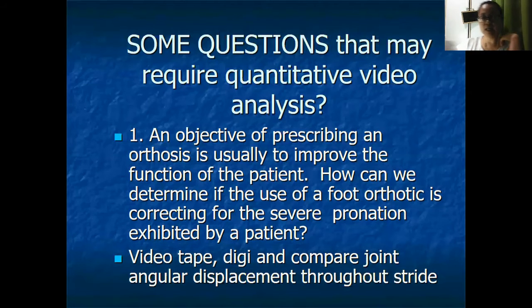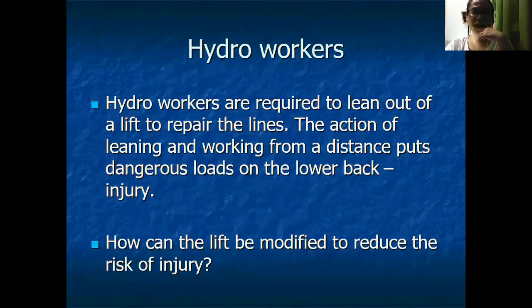Videotape, digital, and compare joint angular displacement throughout the stride, meaning the movement of the foot, can also be analyzed. Hydro workers are required to lean out of the lift to repair the lanes. The action of leaning and working at a distance loads the lower back and can cause injury. So this comes in whenever you are dealing with back injuries. Hydro meaning water. So how can the lift be modified to reduce the risk of injury?